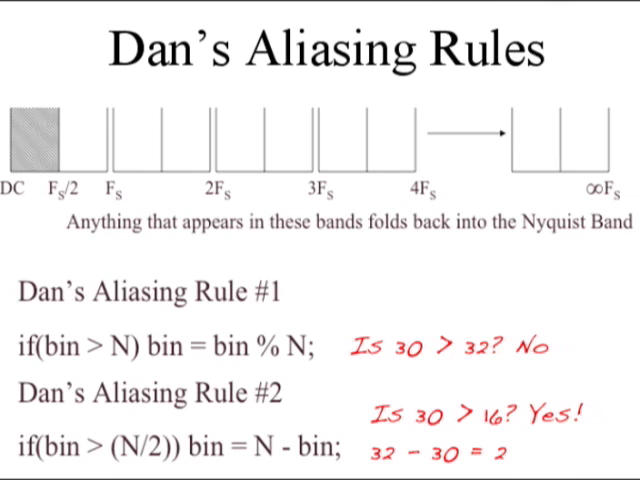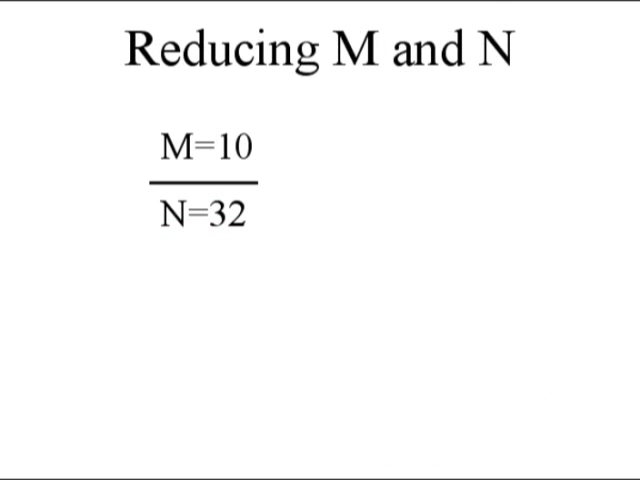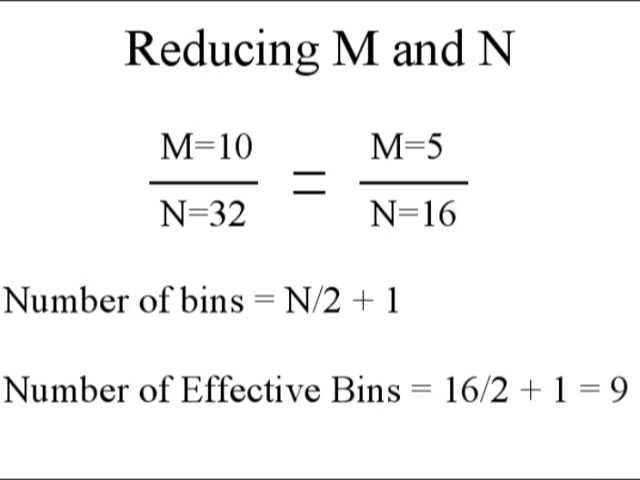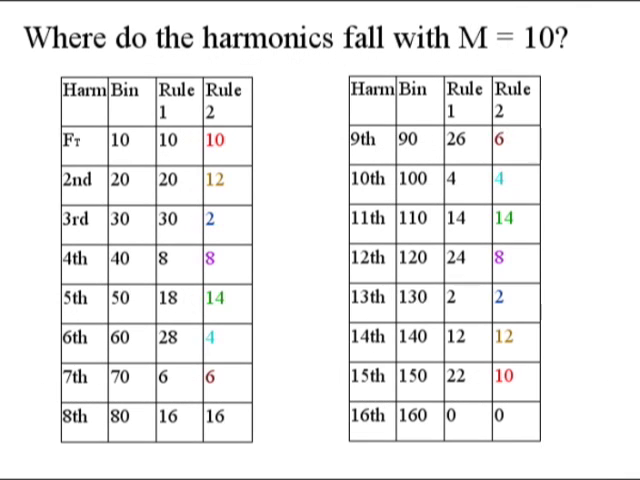Now, 10 is not a prime number, and it's not mutually prime with n. So let's talk about reducing m and n again. So with an m of 10 and an n of 32, we reduce that down to an m of 5 and an effective n of 16. We still have 32 samples, but the first 16 will be unique, the second 16 will be redundant. Now we know our number of bins will be n over 2 plus 1, so our number of effective bins will be 16 over 2 plus 1, or 9.